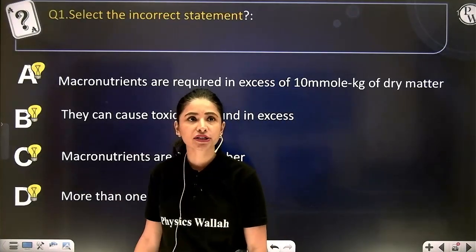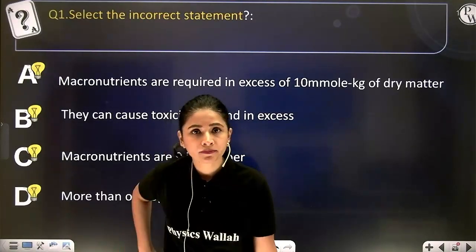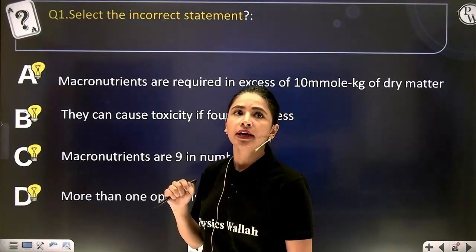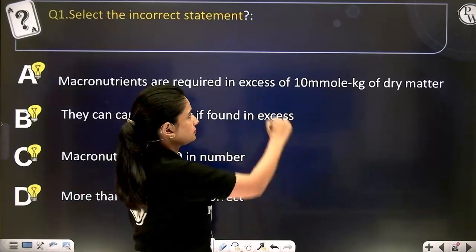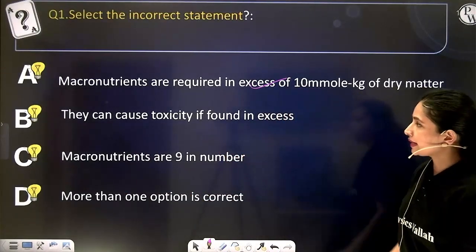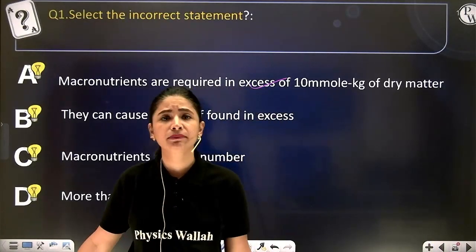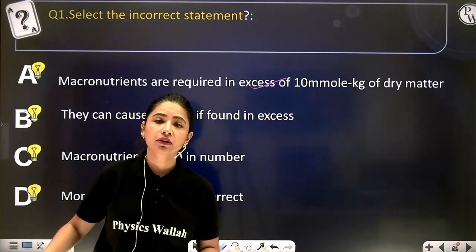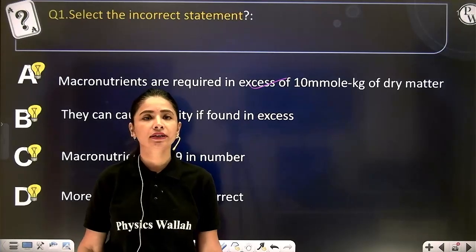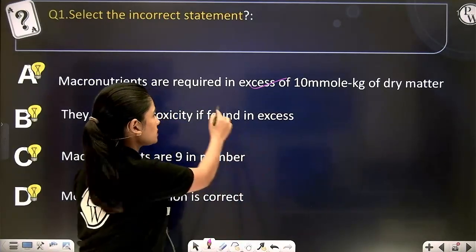Correct? Okay, second question. Select the incorrect statement. So here you are having a few statements. You have to tell which one is incorrect. The first statement says that macronutrients are required in excess of 10 millimoles per kg of dry matter. Correct? Macro means the elements which are required in huge amounts. So the first statement is correct. Second, they can cause toxicity if found in excess. Children, macronutrients usually never become toxic because they are already required in the plant body in excess. Whatever amount you give to the plant body, they are happy. So usually in natural conditions, these elements never become toxic. They may become deficient, but toxicity is rare. So the second statement becomes incorrect.